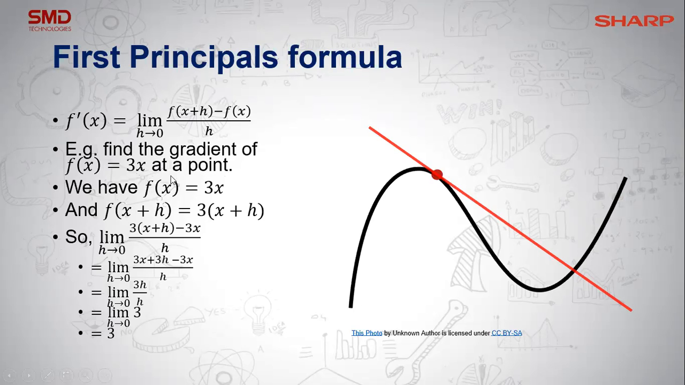So you can see f of x is 3x. And then f of x plus h: wherever I have an x, I've got to substitute in x plus h. Then I just substitute all of that into my formula and multiply out. So I've got 3x plus 3h minus 3x. So I've got 3h over h, and that gives me 3. And of course, there's no h left to substitute in, so I can leave that limit, and I've just got 3.